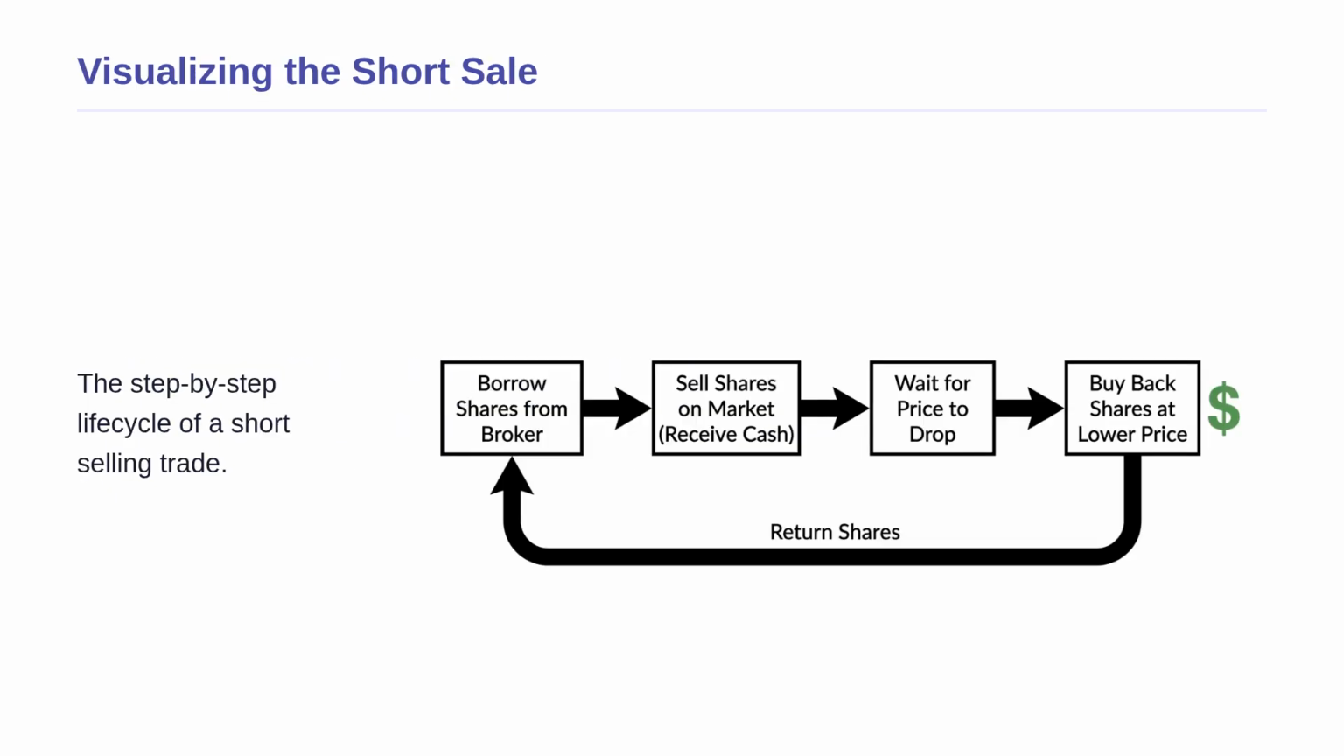Before we move on to the mathematics, let us see this process visually. This flowchart shows the complete life cycle of a short trade. We start on the left by borrowing shares, moving to the right as we sell them for cash. Then we wait. The crucial step is hoping the price drops. Finally, we buy the shares back at that lower price and follow the top loop to return them to the broker. The green dollar sign represents the profit made from the price difference.